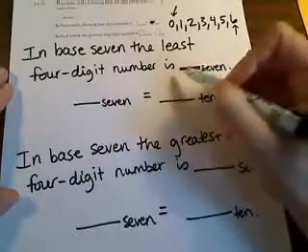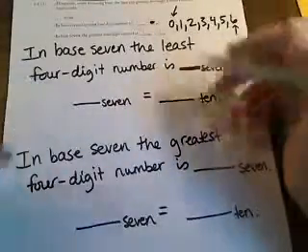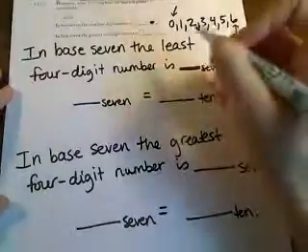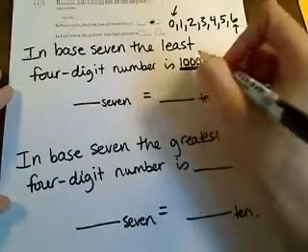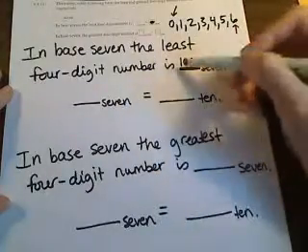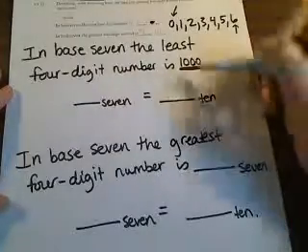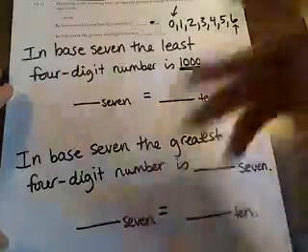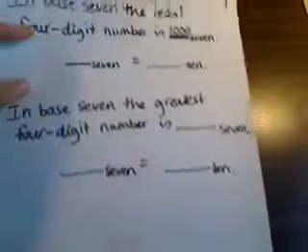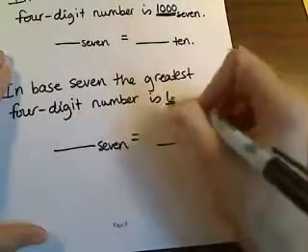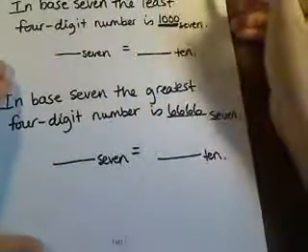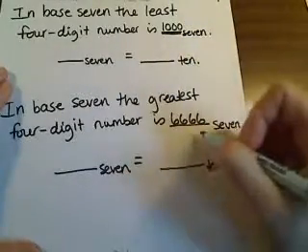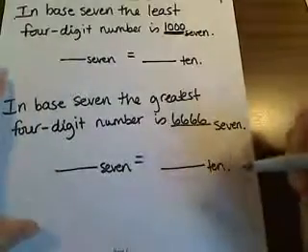So if you had all zeros, it would just be 0, and that wouldn't be a 4-digit number. So the lowest 4-digit number you could have in base 7 would have a 1 in the 4th place, and then all zeros. So 1,000 base 7 would be the smallest 4-digit number. And then the largest 4-digit number would be having 6s in each location. So that's our highest digit, 0 through 6. So 6666 base 7 is the greatest 4-digit number.